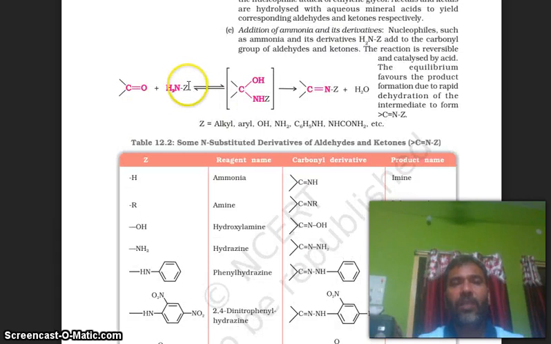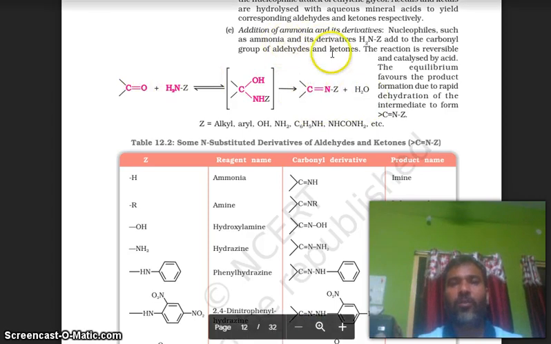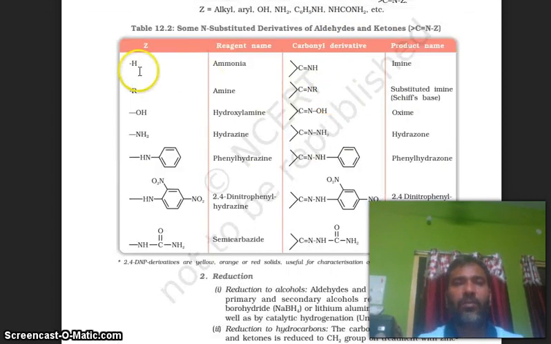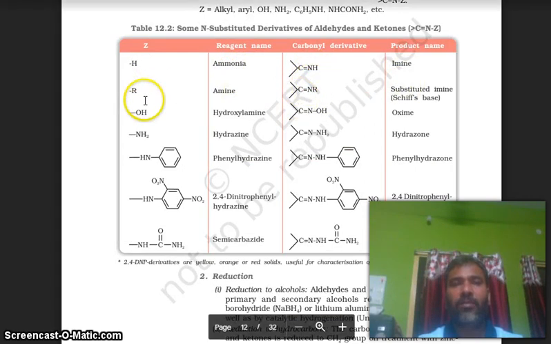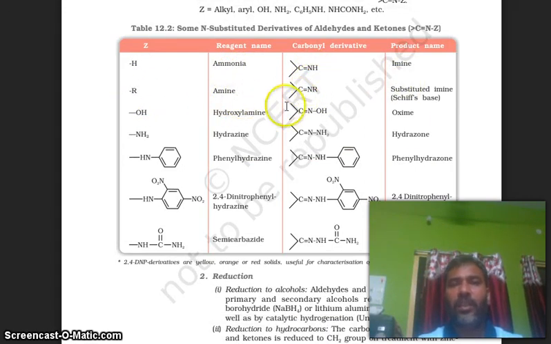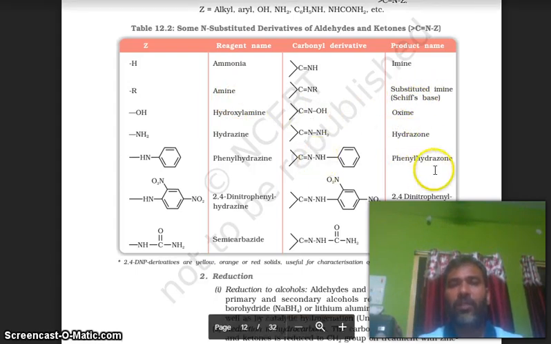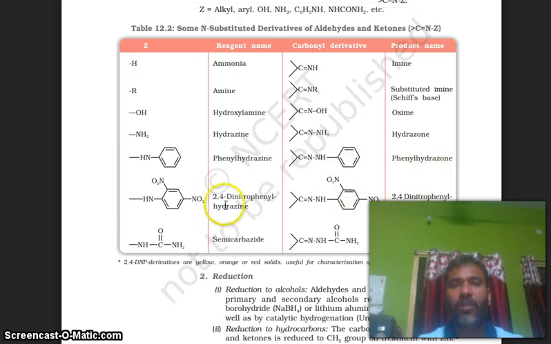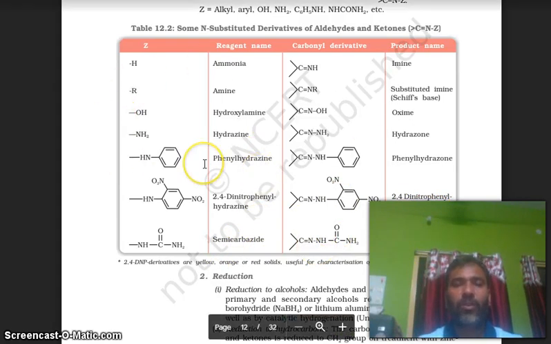So in this way, if you have H2N-Z, this removes the water and forms the imine bond, the addition of ammonia and its derivatives. If you have ammonia, then forming this imine. If you have an R-substituted amine, a substituted amine, then imines, then hydrazones, then phenylhydrazine, phenylhydrazone. If you have 2,4-dinitrophenylhydrazine, then 2,4-dinitrophenylhydrazones. Semicarbazide, then you will get semicarbazone. This is a very important table for the reaction.